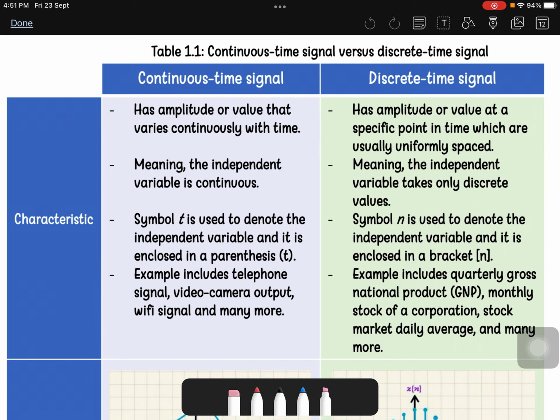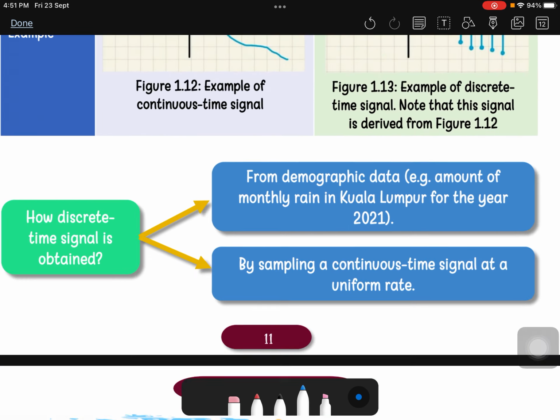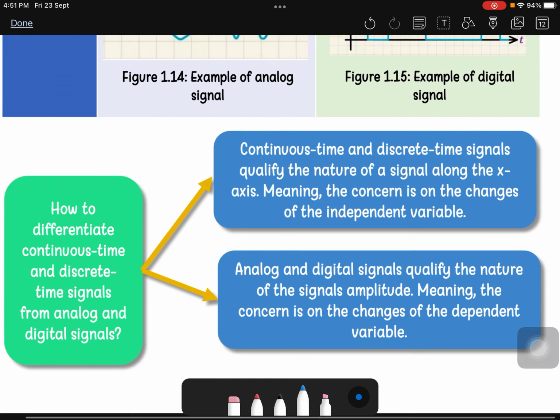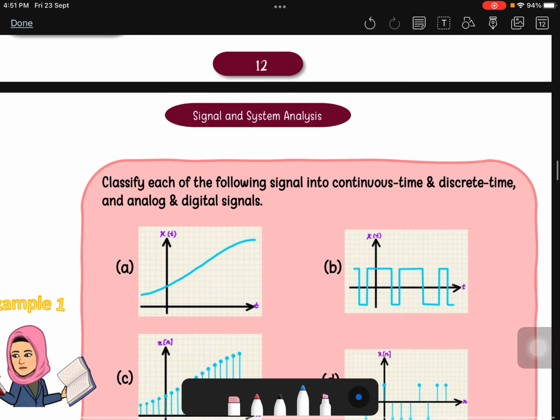So let's first look at the characteristic of a continuous time signal. It says a continuous time signal has amplitude, or value, that varies continuously with time. For a discrete time signal, the amplitude is only available at a specific point in time. Okay, so let's have a look at the figures down here and try to classify them as either discrete time or continuous time.